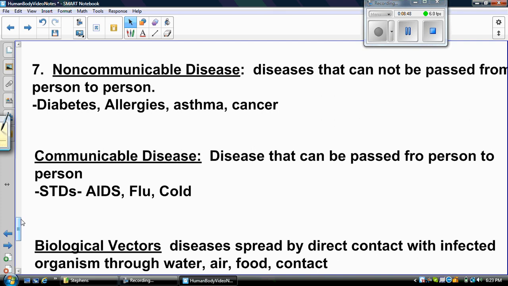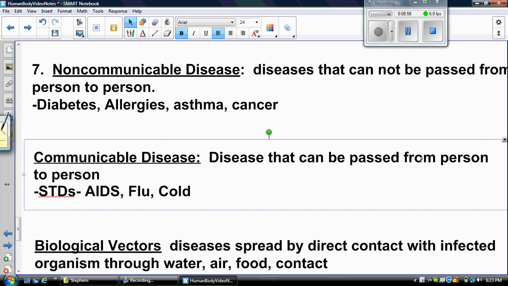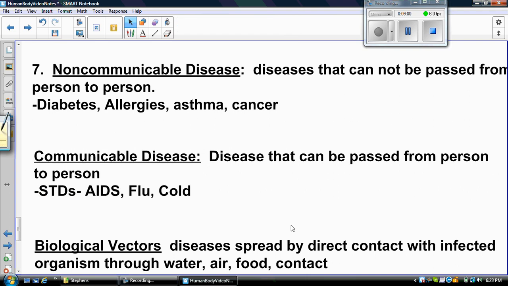Now, communicable diseases, also known as infectious diseases, are diseases that can be passed from person to person. So examples of communicable diseases are the nasty STDs, which are sexually transmitted diseases. AIDS is a sexually transmitted disease. It's classified as that. That is one that right now we have no cure for, so you can die from that. So that's a communicable disease. The flu and the common cold, those are all communicable diseases.